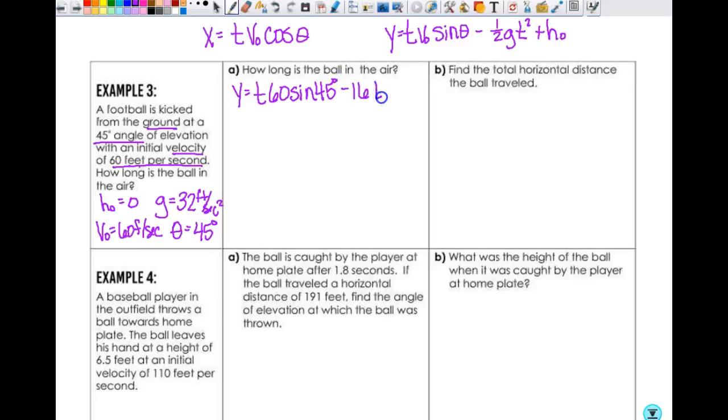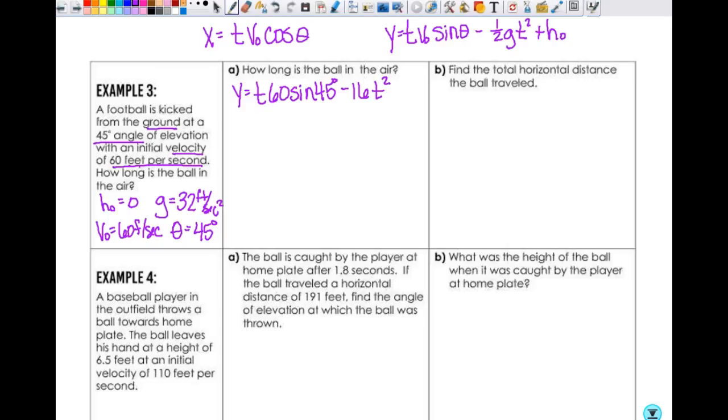minus 16t squared. So what it's asking me is not how high does it go after so many seconds. It's asking me how long it is in the air. It's asking me for the time, right? So I need to figure out what that time is. And in order for me to do that, basically I have to solve for t.